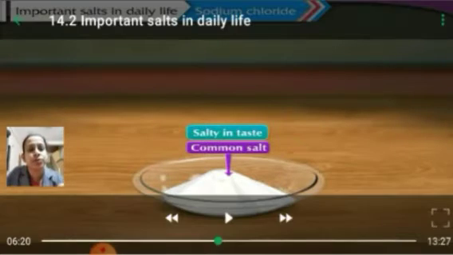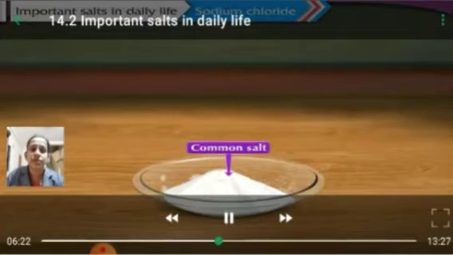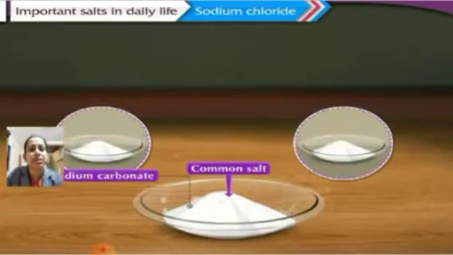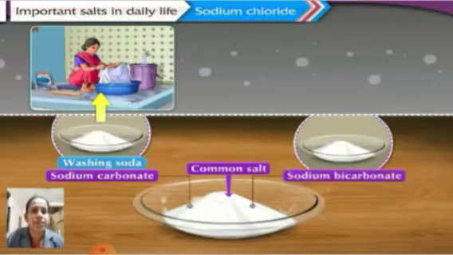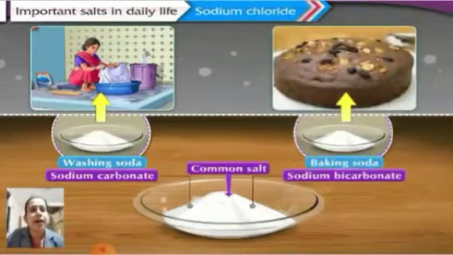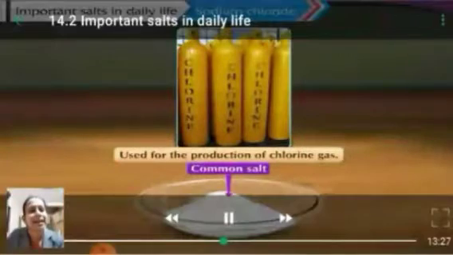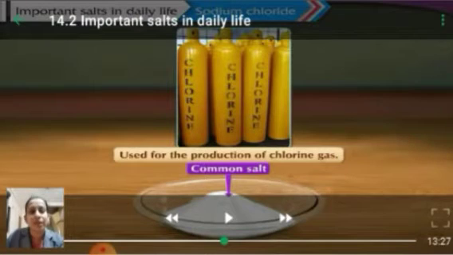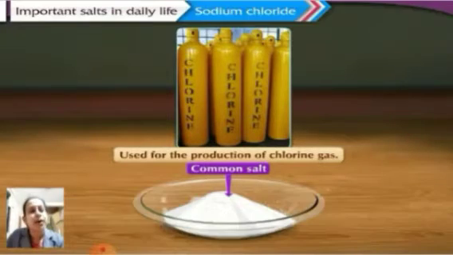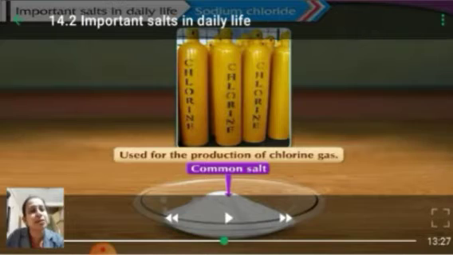Now what are the uses of this salt? This common salt can be used in the production of two other salts, that is, one is washing soda, sodium carbonate, and second is baking soda or sodium bicarbonate. It is also used for the production of chlorine gas. Okay, now how it is used in the production of chlorine gas, let us understand this.